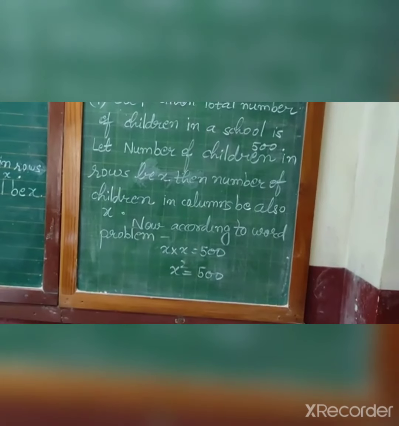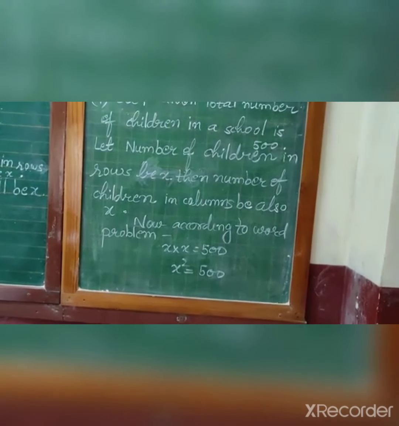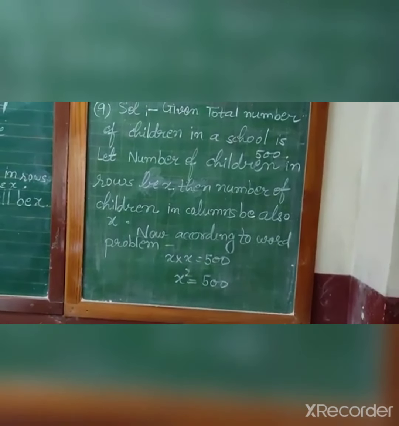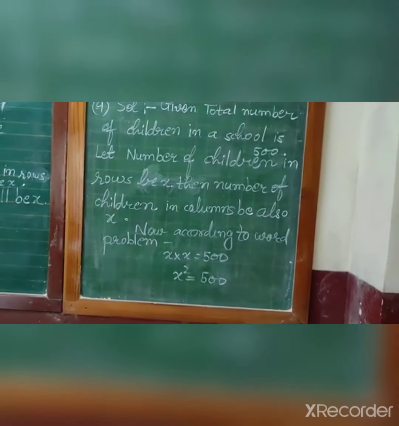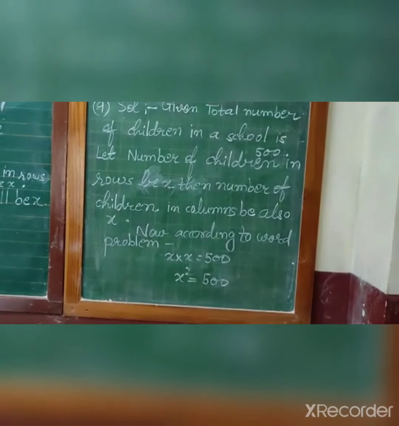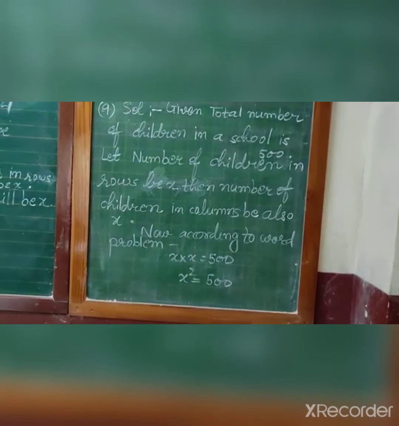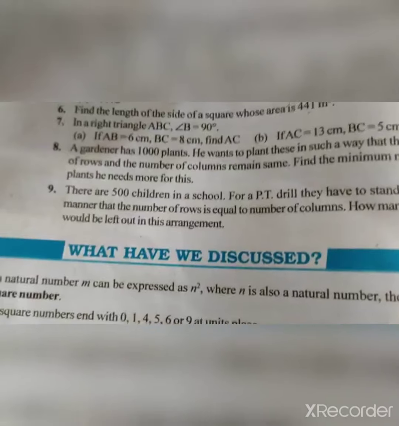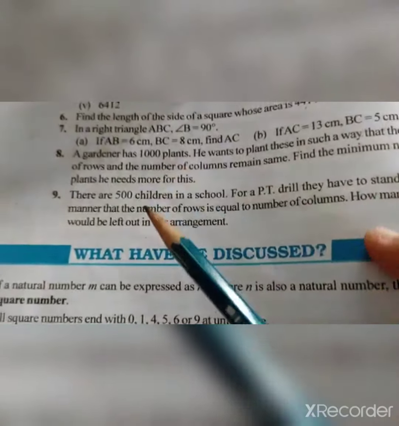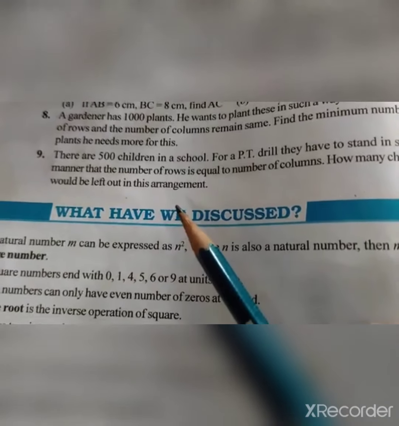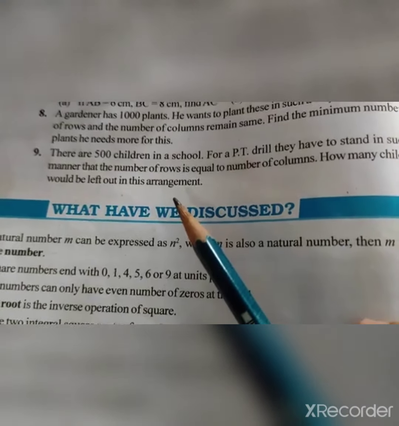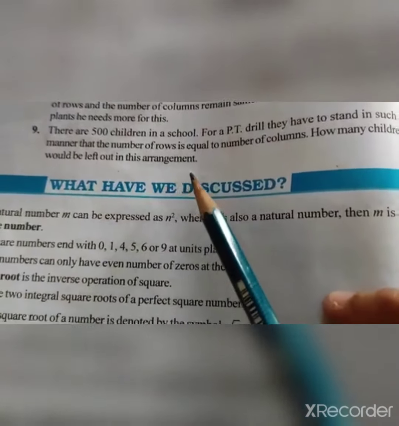Or if he is asking us to calculate the number of rows, then you will subtract and find the square root of that number easily. The subtraction method you can apply. Okay. Now we are completing our chapter here. Now see here, in the last question he is asking how many children would be left out in this arrangement. So that much remainder, whatever you are getting, that many children would be left out in this arrangement.